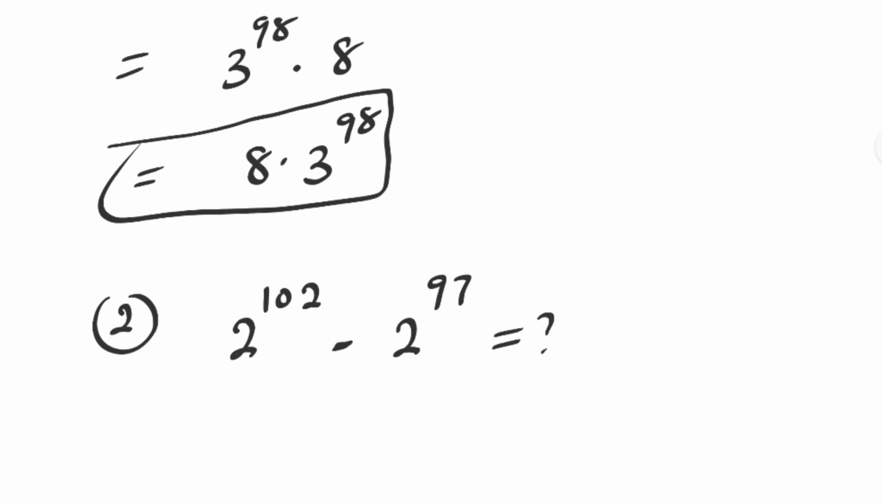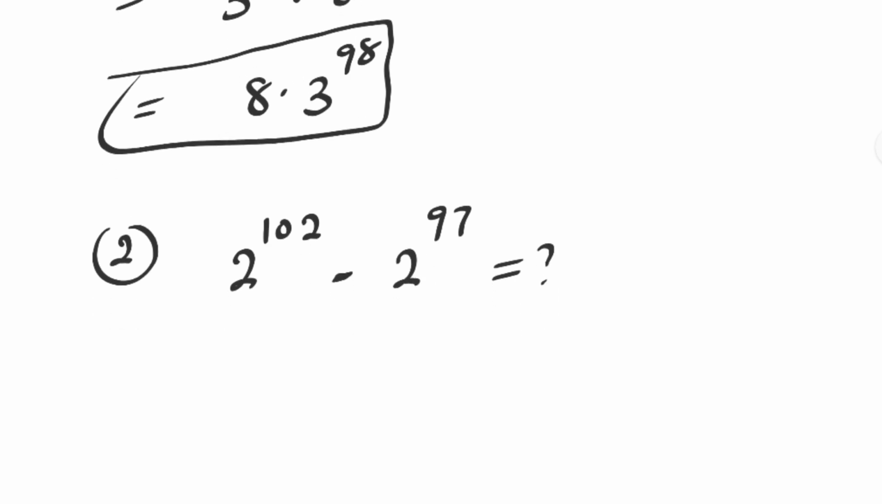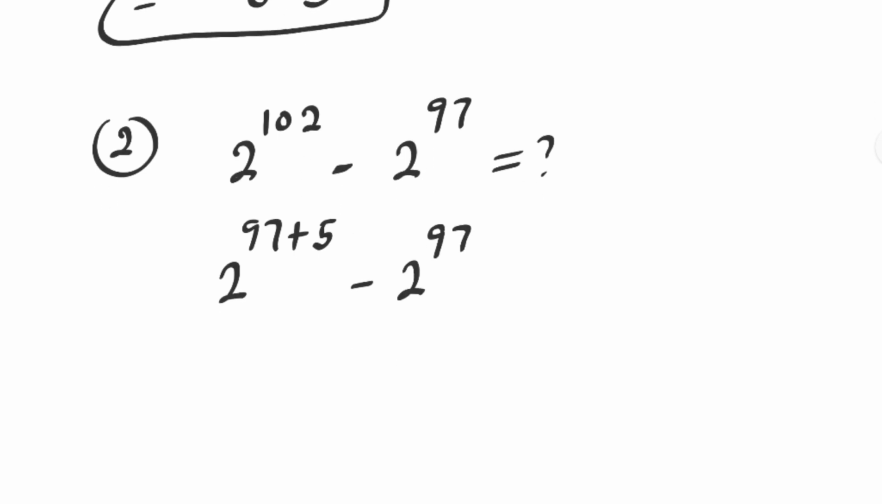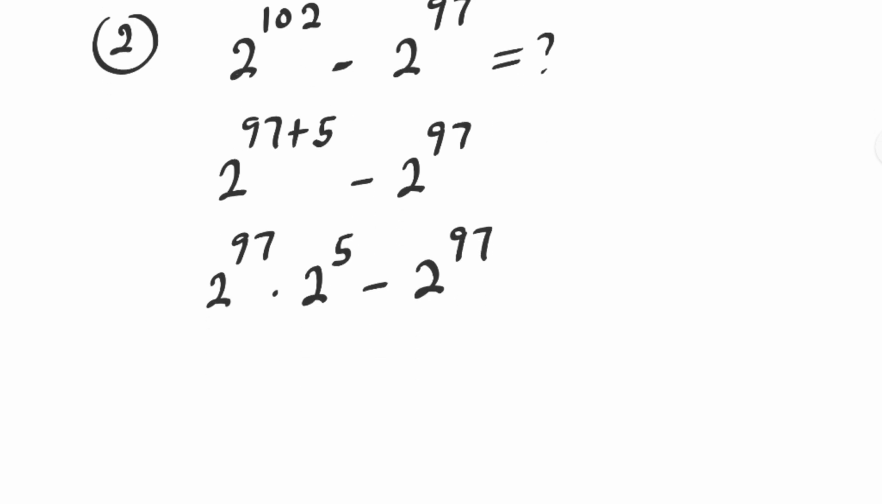What is the answer? This is 2 raised to power 102 can be written as 2 raised to power 97 plus 5, then minus 2 raised to power 97. Here we have 2 raised to power 97 multiplied by 2 raised to power 5 minus 2 raised to power 97. This is 2 raised to power 97, which is common, bracket.